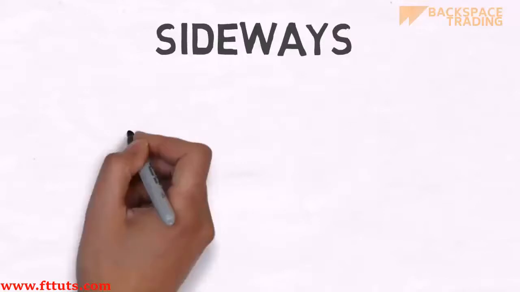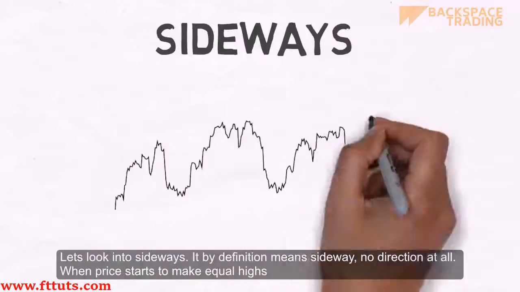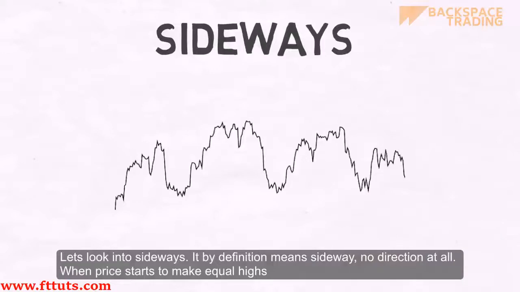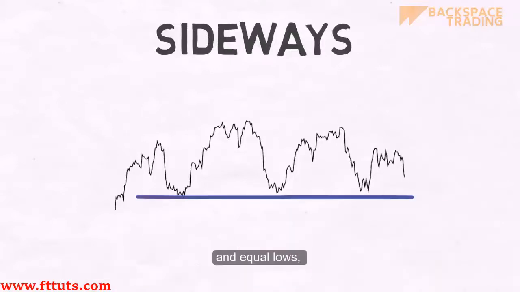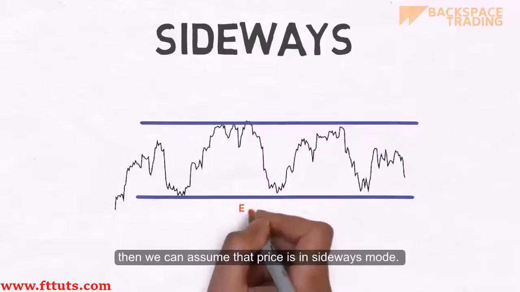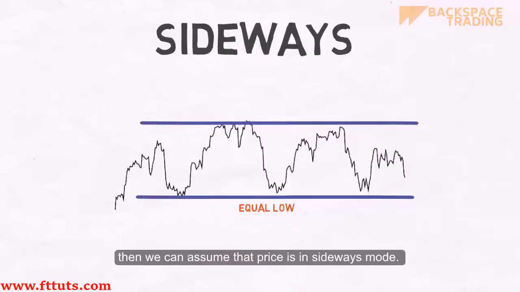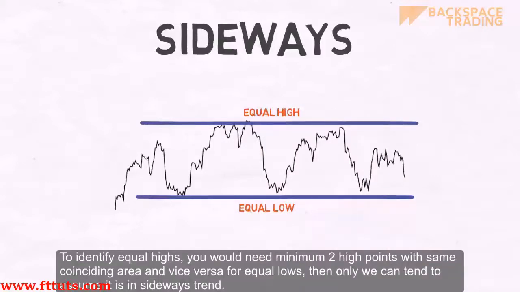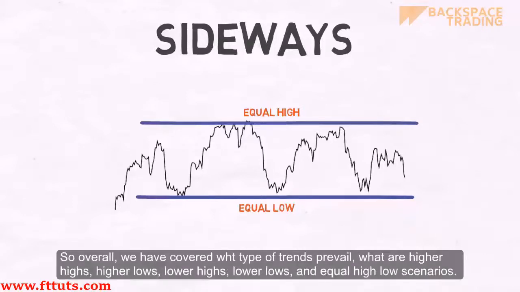Let's look into sideways. By definition it means sideways, no direction at all. When price starts to make equal highs like this and equal lows like this, then we can assume that price is in sideways mode. To identify equal highs, you would need a minimum of 2 high points in the same coinciding area, and vice versa for equal lows. Then only can we assume it is in a sideways trend. So overall we have covered what types of trend prevail, what are higher highs, higher lows, lower highs, lower lows, and the equal high and low scenario.